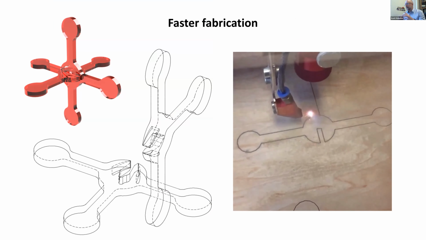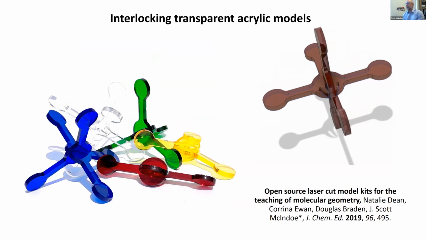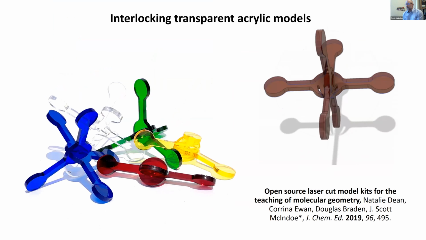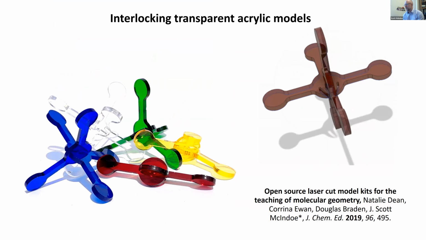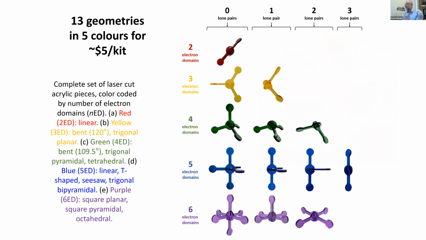And so you can see that every molecule that we have, we can make out of just two pieces of acrylic. And again, we published this a few years ago, showing that all these patterns are available freely for you to download, so you can cut these things out for your own students. So the idea was I was principally using this to teach VSEPR theory. And so I made a model kit that contained 26 parts, so we could make the 13 fundamental shapes that you see in VSEPR.